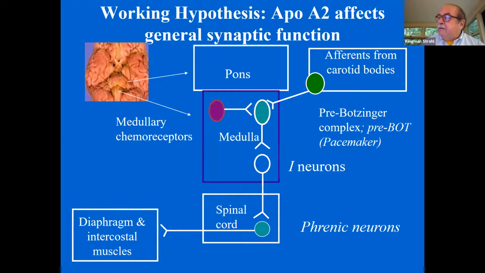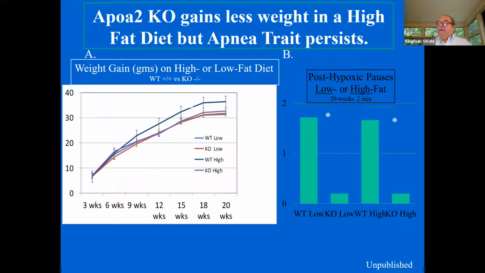All right, so what about this thing about weight? Well, it turns out the knockout gains less weight on a high-fat diet, but the apnea trait persists. So we took the observations that were there in humans, that if you had a particular APOA2 polymorphism and a high-fat diet, you would gain more weight. And sure enough, on a low-fat diet they gained weight about the same. So this is from 3 weeks to 20 weeks. But on a high-fat diet, the wild type gained more weight.